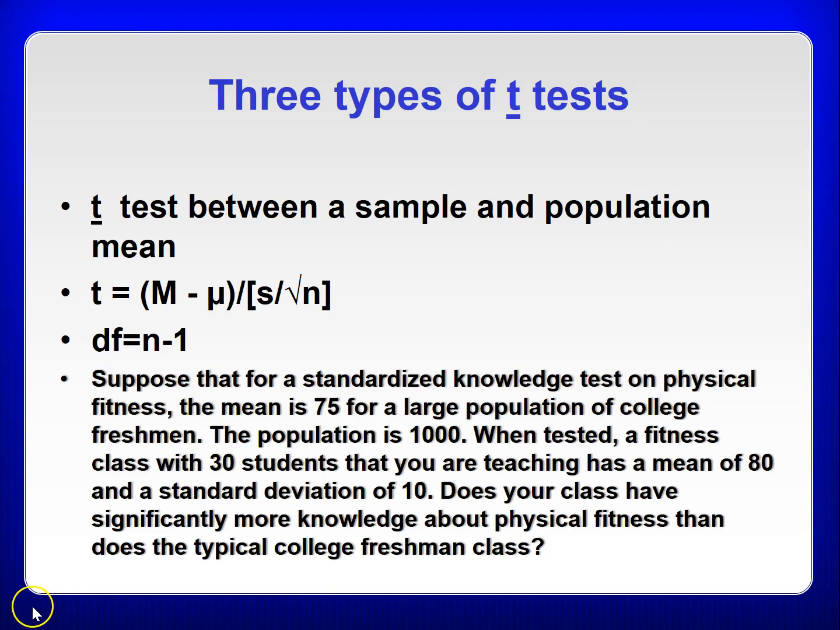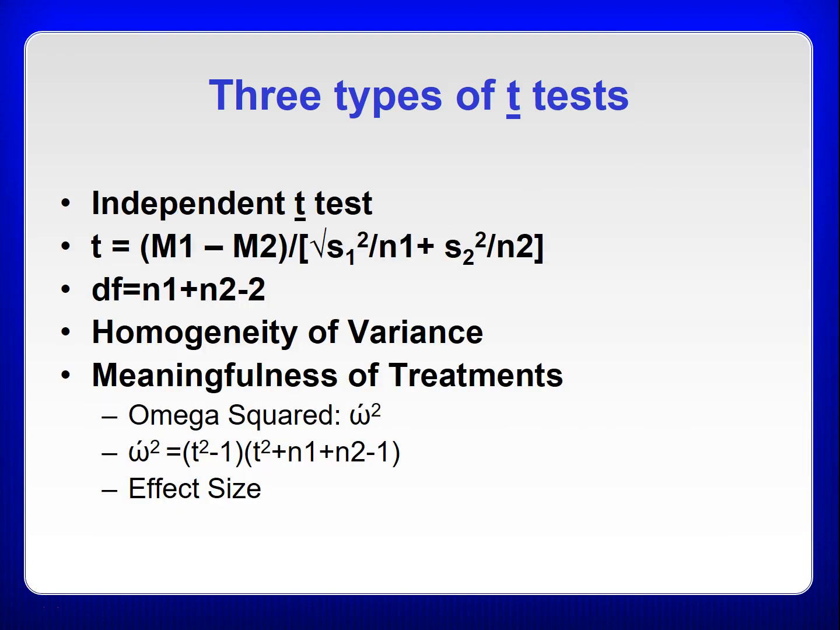Therefore, our sample class is significantly different from the population average on the fitness test. Independent t-test. The most frequently used t-test determines whether two sample means differ reliably from each other. This is called independent t-test.